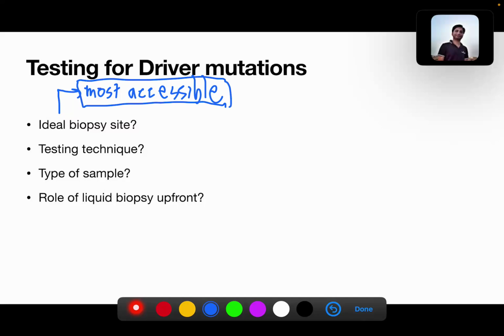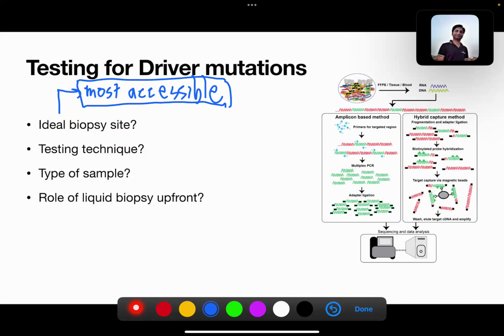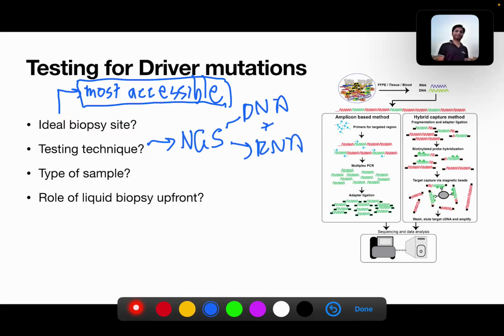Okay. Now, the next thing that you need to talk about is the testing technique, right? So currently we use NGS, next generation sequencing, and we use DNA based NGS combined with RNA based NGS. Okay, this RNA based NGS is to detect fusions such as the ALK fusion, the ROS fusion, etc. Whereas DNA based NGS can detect the other mutations. So we use combined DNA and RNA NGS.